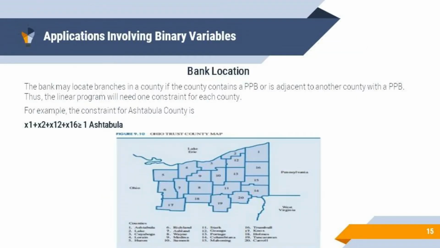And third one is bank location. The bank may locate branches in a country if the country contains a PPB or is adjacent to another country with the PPB. Thus, the linear program will need one constraint for each country. For example, the constraint for Ashtabula country is x1 + x2 + x12 + x16 ≥ 1, as seen on the map.